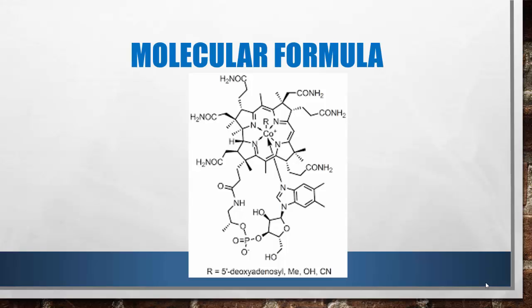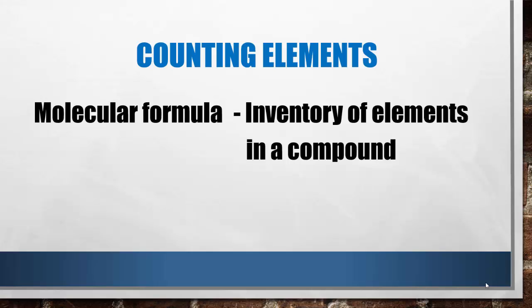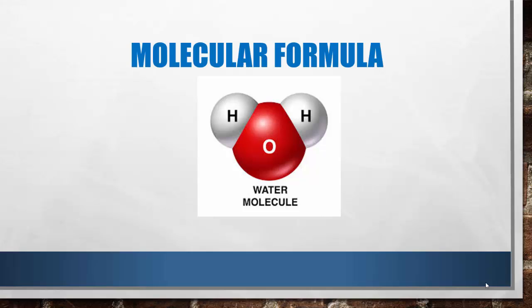And you don't want to have to write these structures out every single time we're going to talk about a molecule. So what we do is we talk about the molecular formula. Molecular formula is simply an inventory of the elements that are in a compound. For example, for the water molecule, we have 2 hydrogens, 1 oxygen, and so we would write the molecular formula you're very familiar with, H2O, where a subscript goes to the element to the left of it.